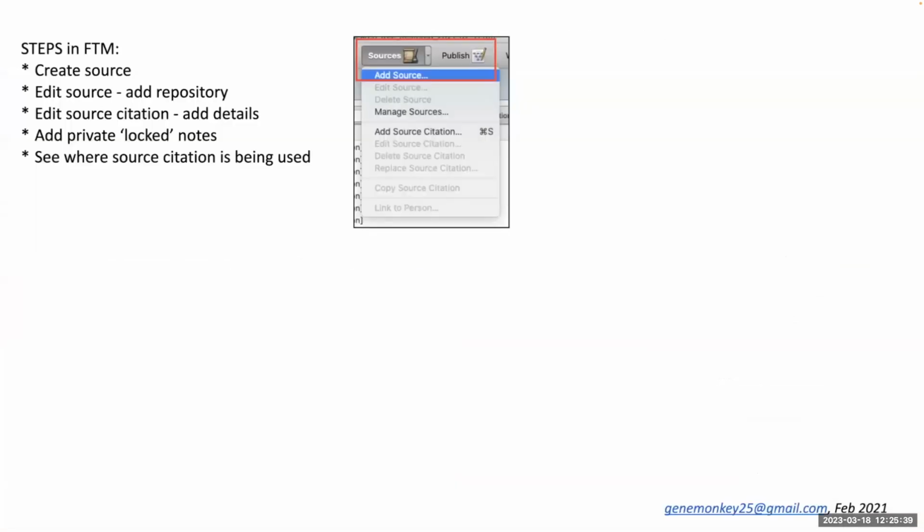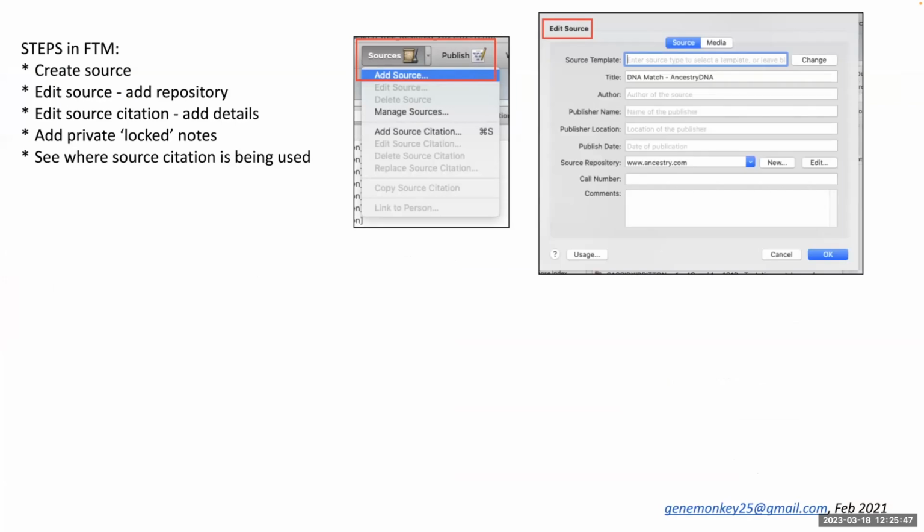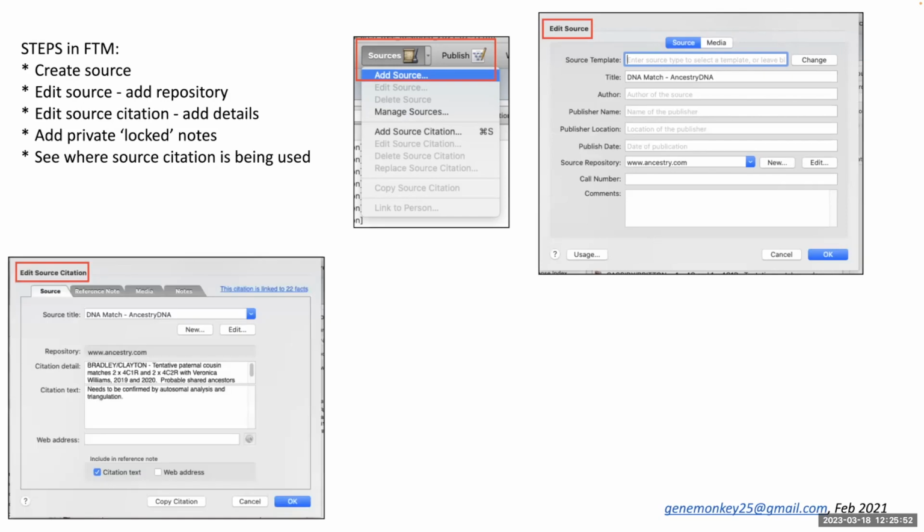So the steps in Family Tree Maker, I'll just quickly run through them, and it's similar to what Danielle was describing. You create the source, you create the repository, so put down that there's Ancestry DNA or whatever, and then you can edit the citation and add details. So I'm not using the details and the text in the correct letter of the law, but it helps me to navigate in the tree.